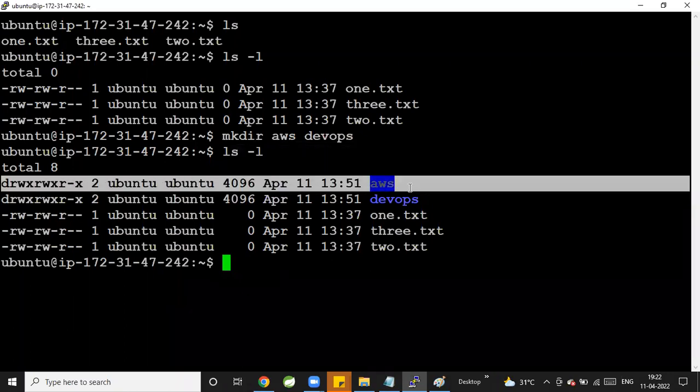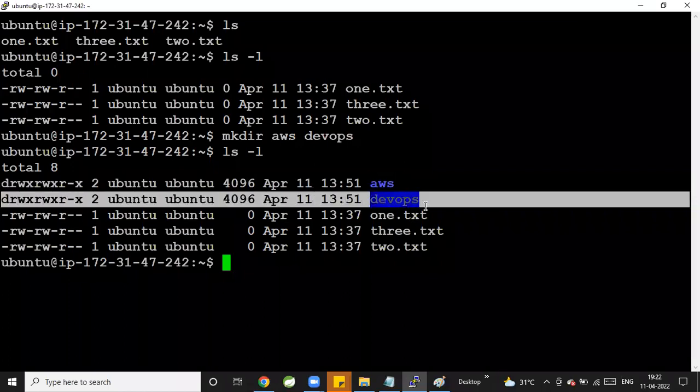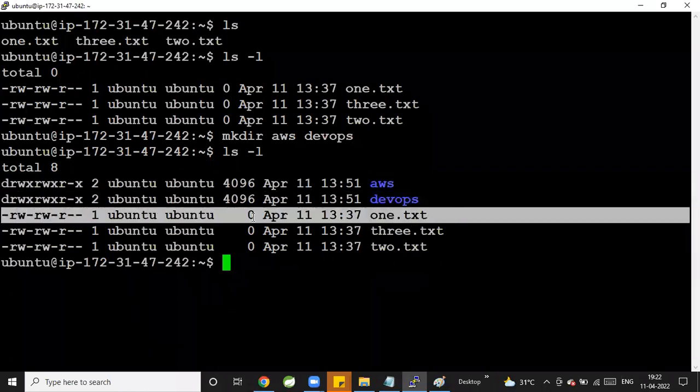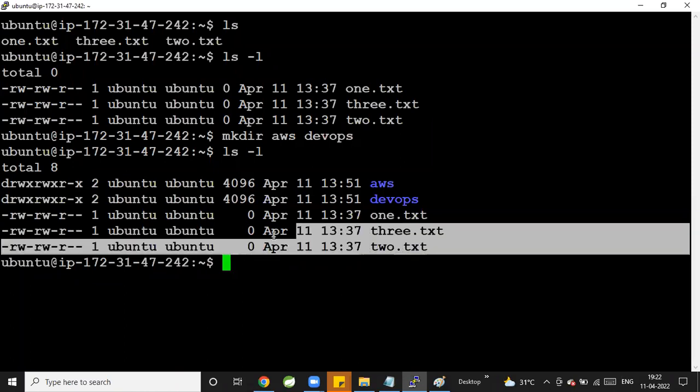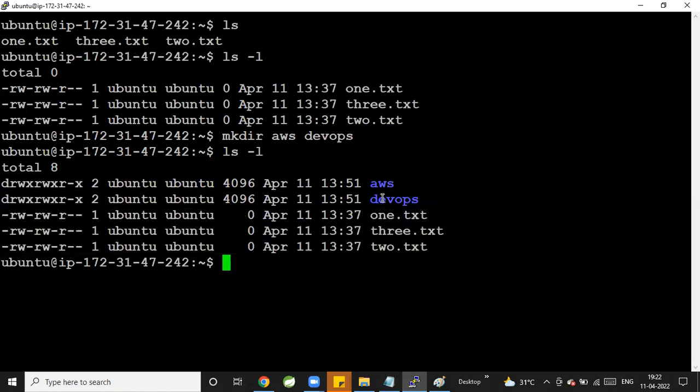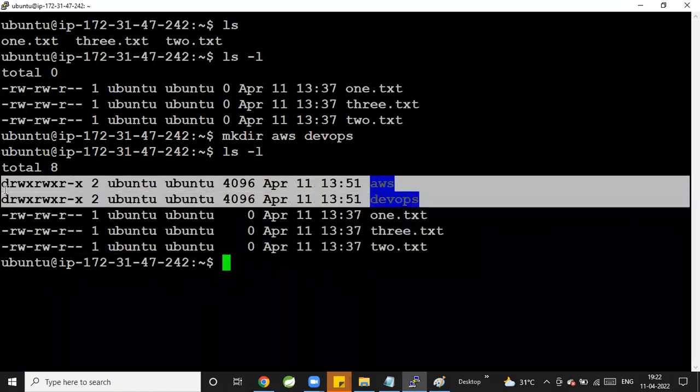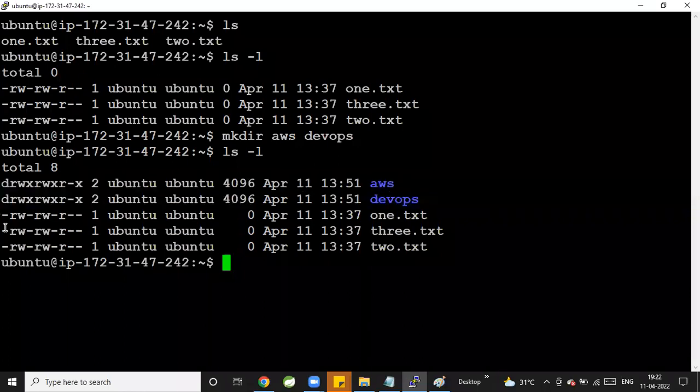The first one is a directory file. The second one is also a directory file. The third one is a text file, I mean a normal file. The fourth one is also a normal file. The fifth one is also a normal file, because the last three files are starting with a hyphen. The first two files are starting with d. d means directory, hyphen means normal file. Are you guys clear with my point?